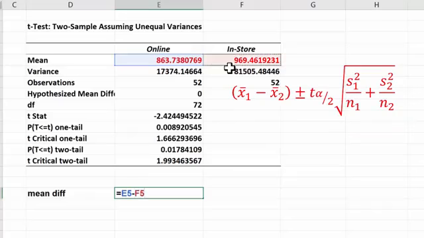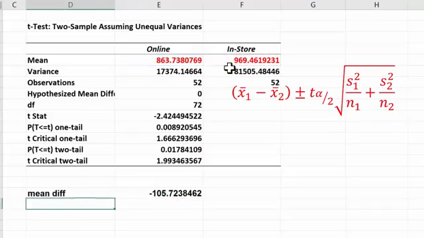And by the way, it doesn't matter which one you do first. Your signs will change, but the absolute value of the differences is still the same, and that's what we care about. Right now, it looks like mean sales online is $105 less than in-store. If you did it the other way around, this positive number would say that in-store sales are $105 more than online. So there is really no difference.